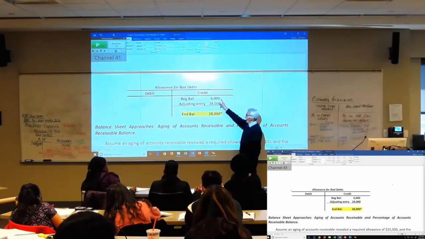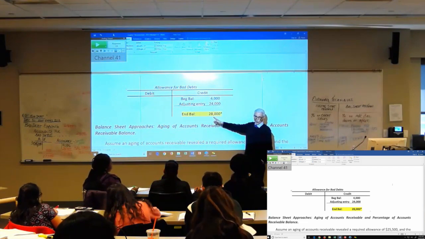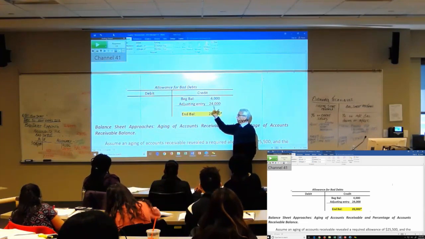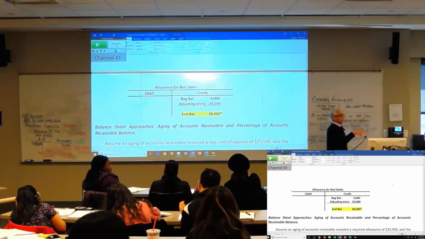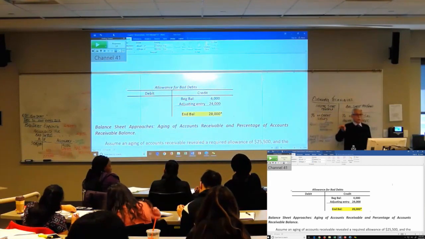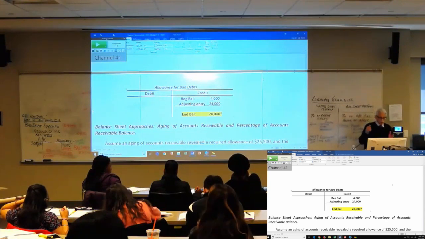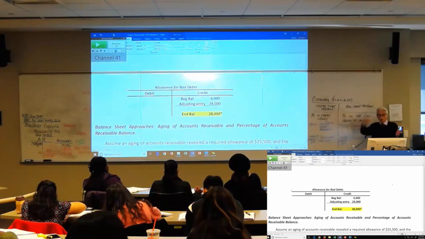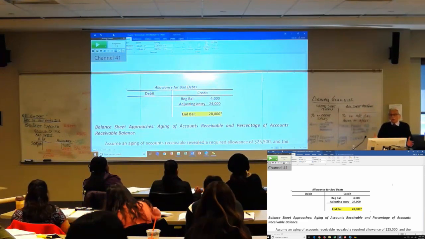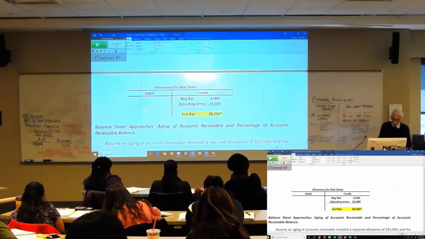What if the beginning balance was 0? The allowance would have been 24. So you don't really care about the allowance as much as you're concerned with the expense. That's the point of this approach. The income statement approach is focusing on the expense, and it gives up the valuation. When you get a valuation, what is it the valuation you want?